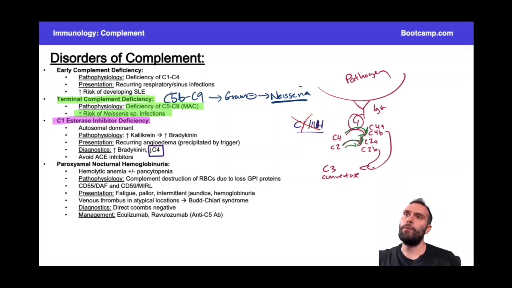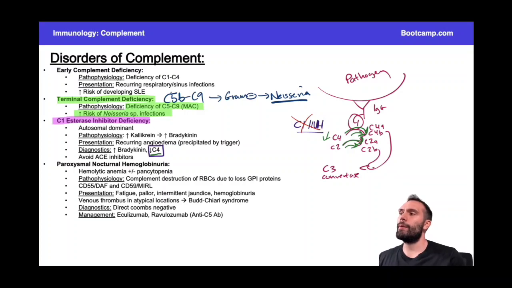So you're going to have more and more of this C4 and C2 getting converted to their subcomponents, C4a, C4b, right? So what's going to happen to your C4 levels in the blood? They're going to go down, right? Same thing with the C2 levels. So you might have very low C4 levels, and that's typically one of the tests that come up when they're asking questions about C1 esterase inhibitor deficiency in general.